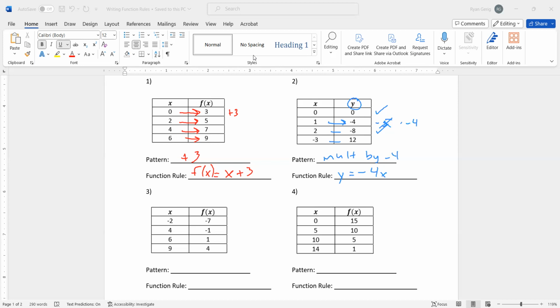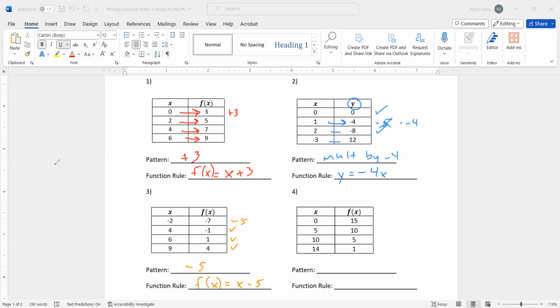Okay. Number 3, a little harder here. Negative 2 to negative 7. Well, I could multiply that by 3.5. Probably not the way it's going to go, but it is possible. Or I could subtract 5. 4 minus 5 is negative 1. 6 minus 5 is 1. And 9 minus 5 is 4. So I'm subtracting 5. So the function rule is f of x equals x, whatever the x value is, minus 5.